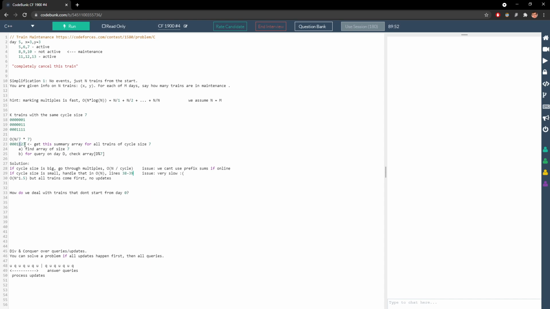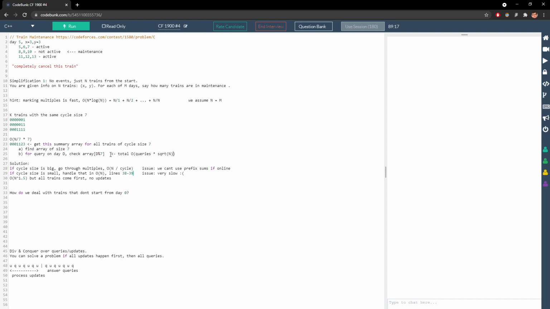Yeah. This array of size 7 should describe for every value of day modulo 7 how many maintenance days happen on this value modulo 7. So this summarizes all trains of cycle size 7. And the time complexity of this is in total the number of queries multiplied by square root, because there are that many arrays, that many cycle sizes from 1 to square root.